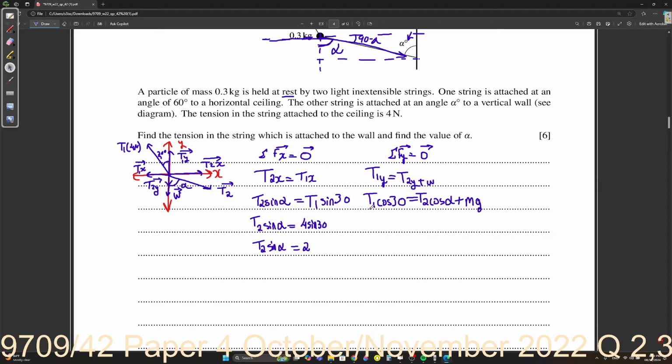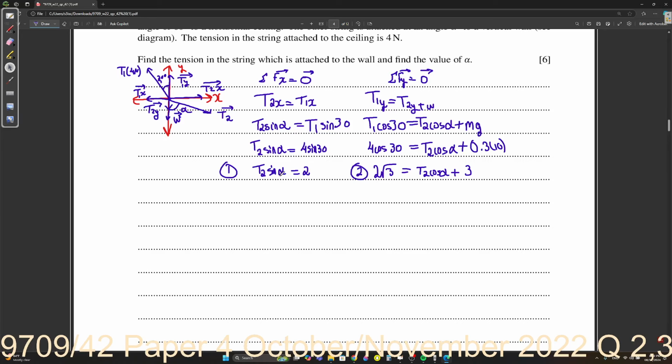Now let's substitute. T1 is 4, so 4 cosine 30 is equal to T2 cosine alpha. We don't know what it is. Plus mg. The mass is 0.3, and g is, if it's not given, it's 10. Okay, so you're going to get 2 radical 3 is equal to T2 cosine alpha plus 3. Okay, so we now have 2 equations. We're going to call this one here equation 1. We're going to call this one here equation 2. Okay.